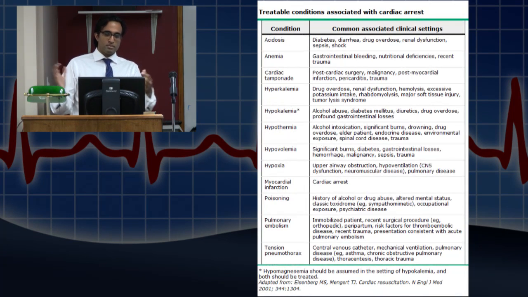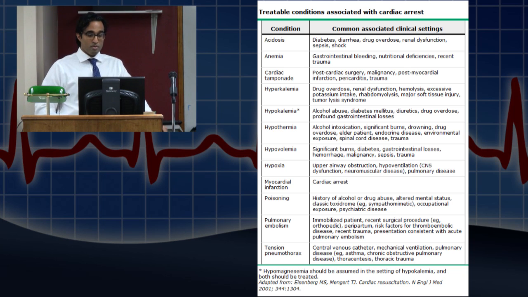Obviously, trauma, bleeding, GI bleeding, drugs. That's a big one right now. Prince died, probably too much opioids. A lot of that.